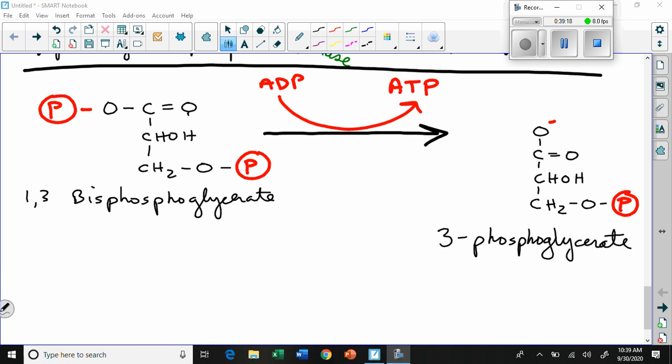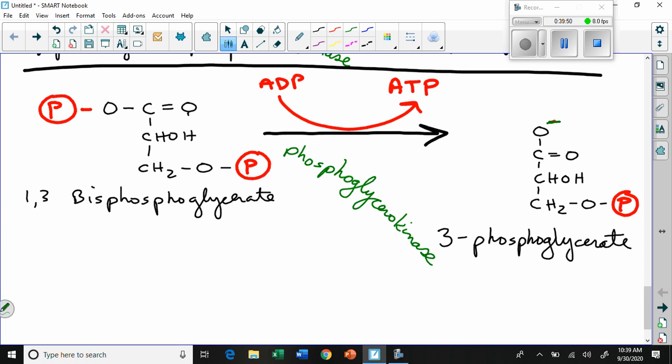There's nothing to correct. And we also have to look at the enzyme that turns this 1,3-bisphosphoglycerate into 3-phosphoglycerate, and it's called phosphoglycerokinase. Phosphoglycerokinase. So we'll write that in. Phosphoglycerokinase, all one word.